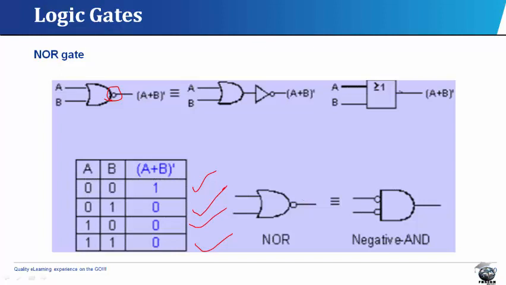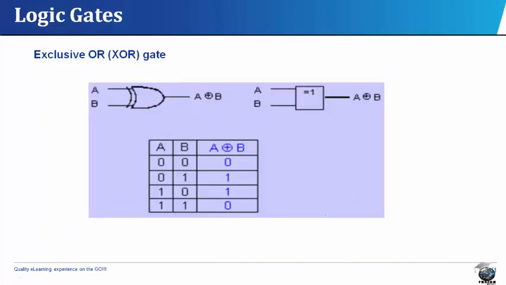Now, this is the symbol for the NOR gate. It will also be good to know that the NOR gate is also a negative AND, that is negating A and B and then ANDing the two of them, that is multiplying the two of them, will give you a NOR gate.